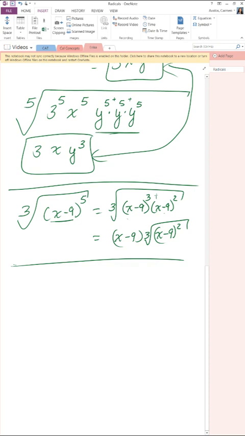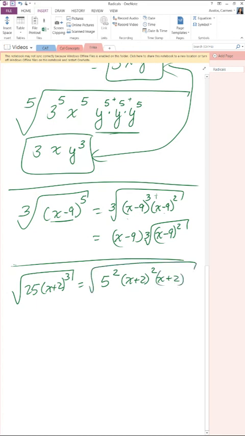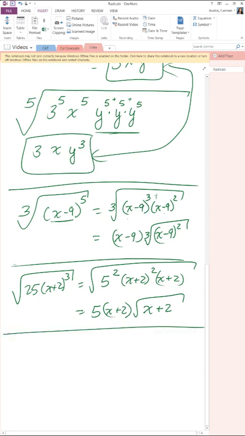Another problem here, I think it's the square root of 25 times (x plus 2) cubed. Same thing. You want to have 5 squared, and then this one here is going to be (x plus 2) squared times (x plus 2), and that is all under the square root, so it's a 2. The 5 comes out because the 2 and the 2 divide. That comes out because the 2 and the 2 divide, and so the only thing left over inside is the x plus 2. So that's your answer there.